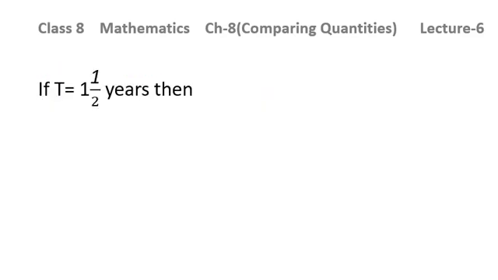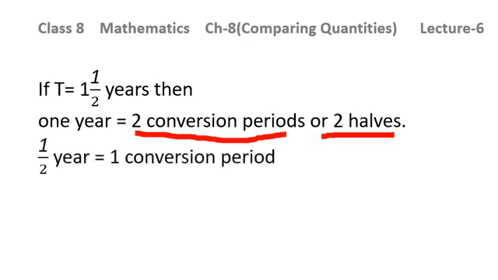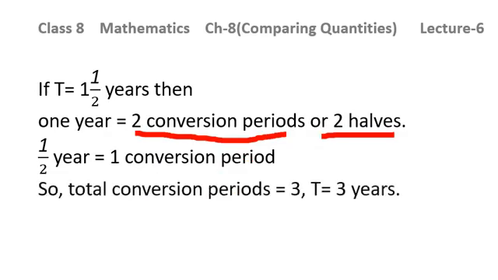Or children, you can calculate it this way also. If time is equal to 1.5 years, then 1 year is equal to 2 conversion periods, or 2 halves are there in one year, because interest is being compounded semi-annually or half yearly. So in 1 year there are 2 conversion periods, and in a half year there is 1 conversion period. So what will be the value of n? The total conversion periods will be 3. So time will be 3 years.